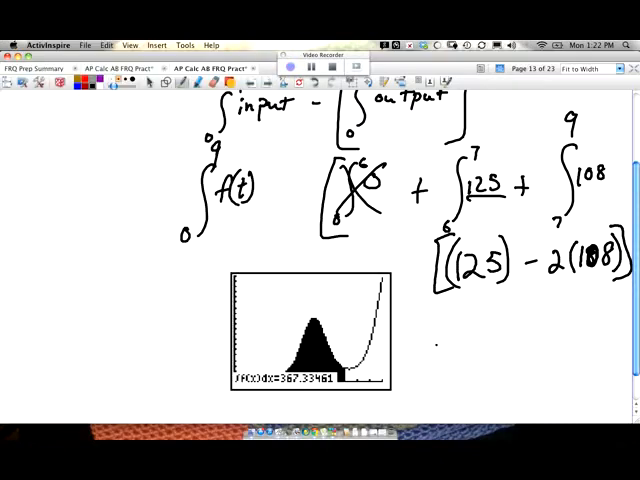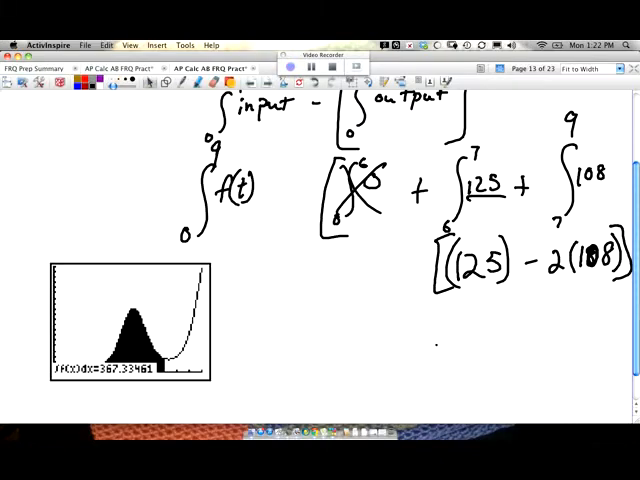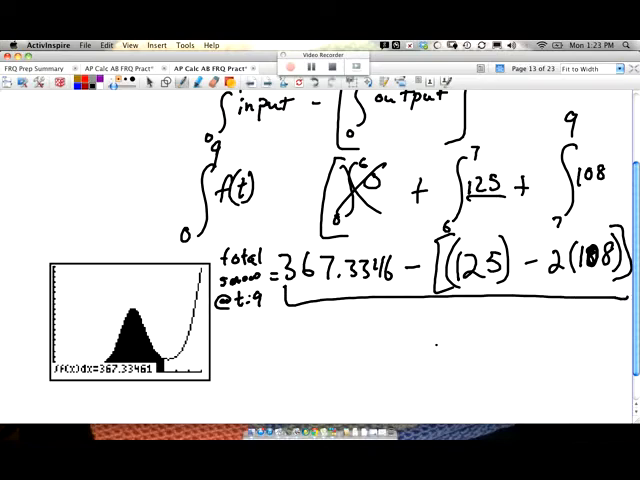Let's see if we can get it in there. Excellent. So you would have it on your calculator right in front of you. So this would be 367.3346 minus this total snow at t equals 9 is this cubic feet.